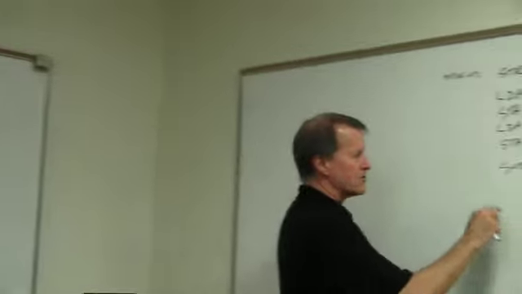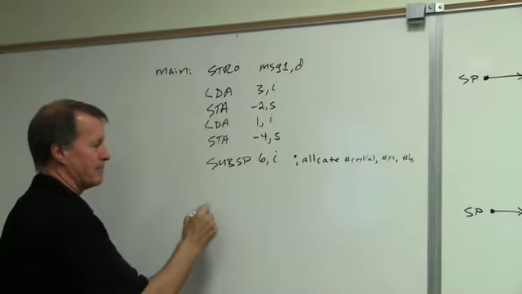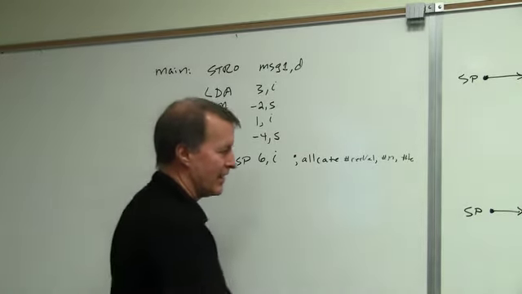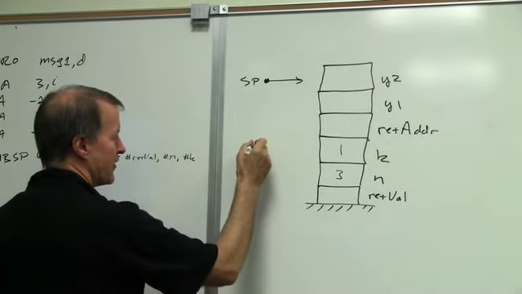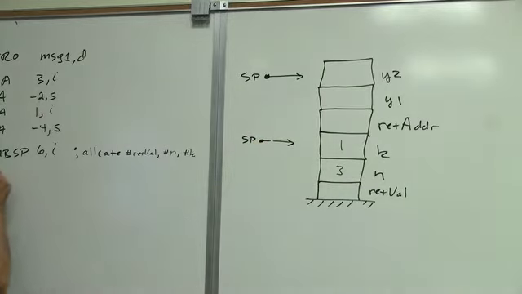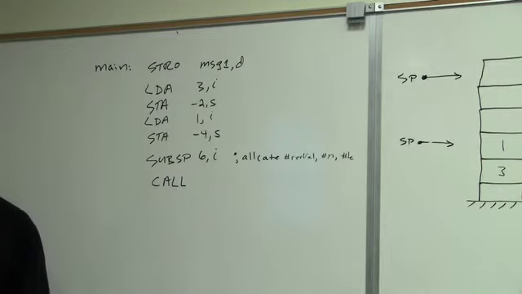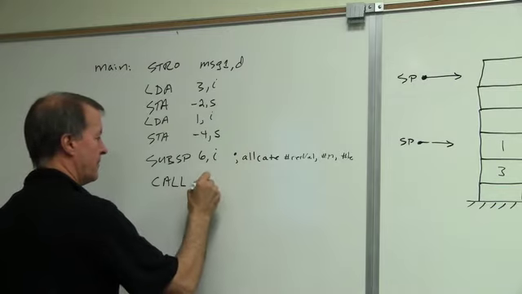Okay, so here we did sub SP, 6 immediate, and then what do we do? Now we call. When we did the sub SP, that makes the SP go from here up to here, right? And then when we do call, what are we calling? Well, we're going to have a bin coefficient. Bin coefficient, with lowercase b.